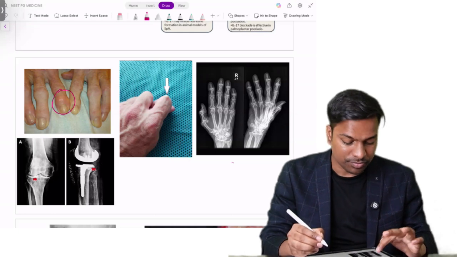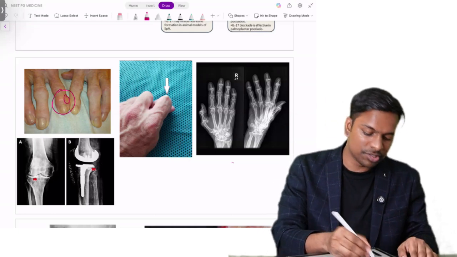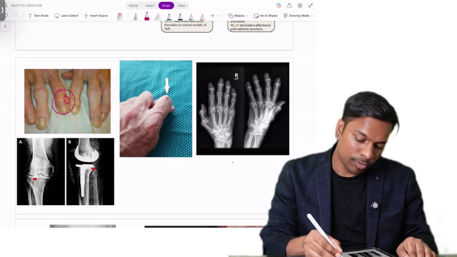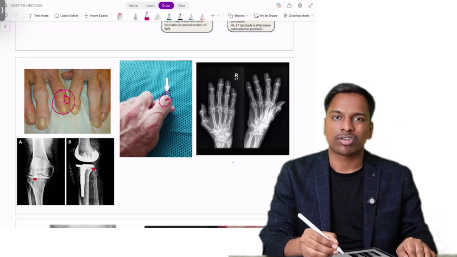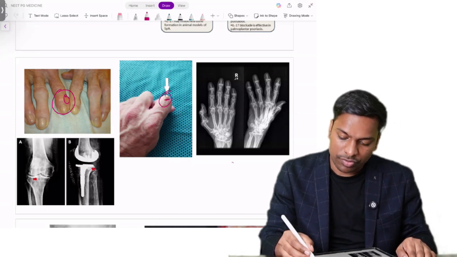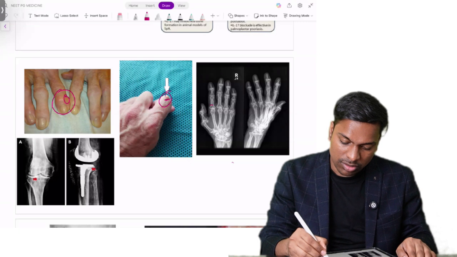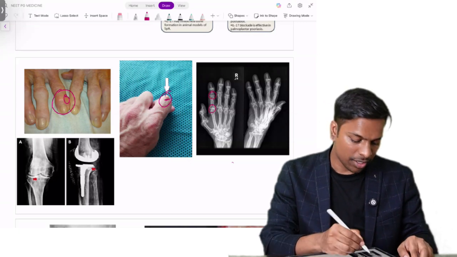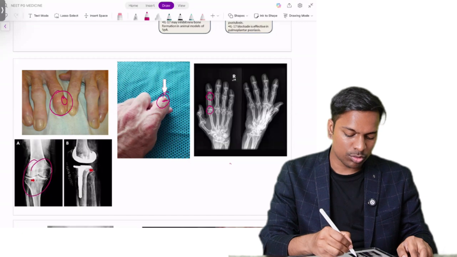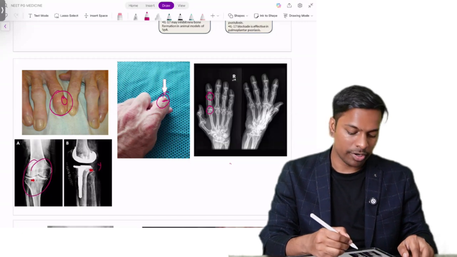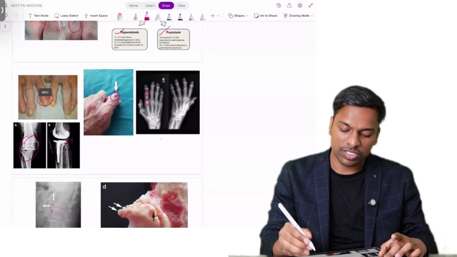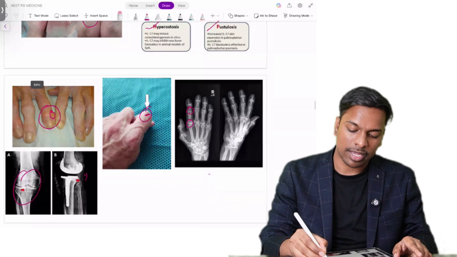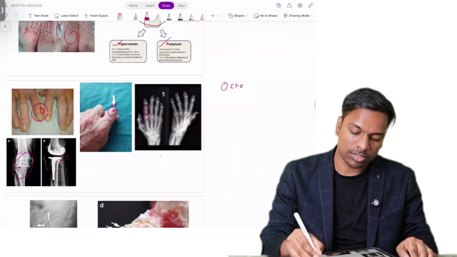Look at this. There is a node at the distal interphalangeal joint. Here also you can see there is a node at the proximal interphalangeal joint. There is a narrowing of the joint spaces. Here also narrowing of the joint spaces, and the patient had to have a knee transplant. So what do you think with all these findings? This is nothing but a diagnosis of osteoarthritis.